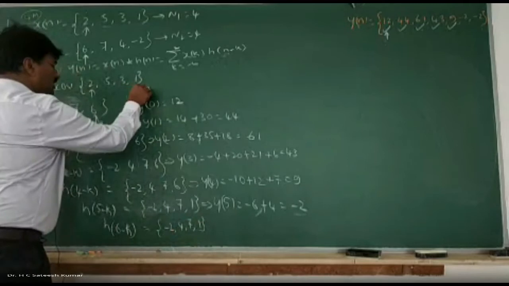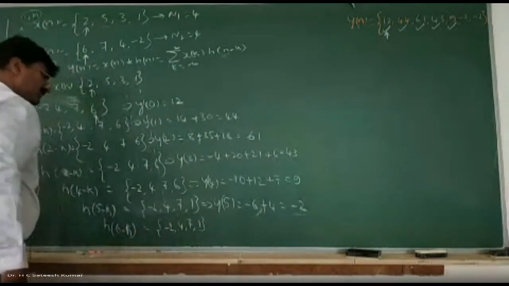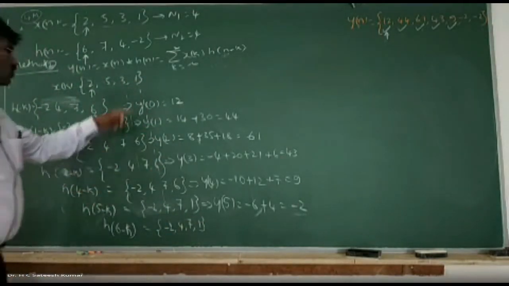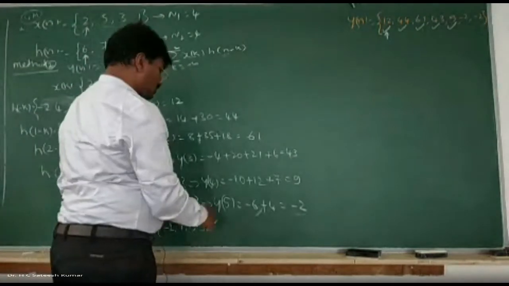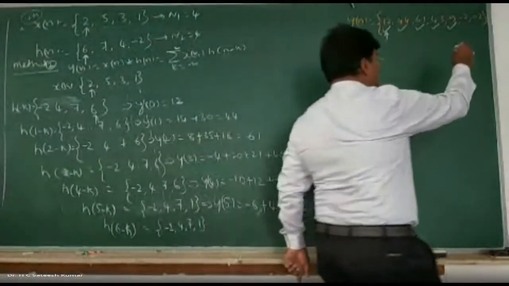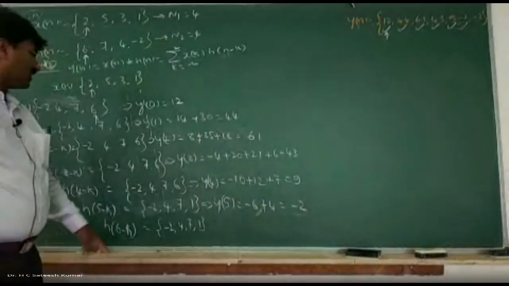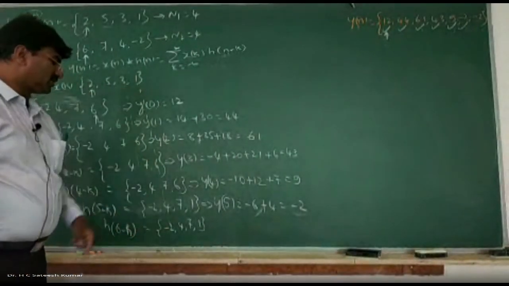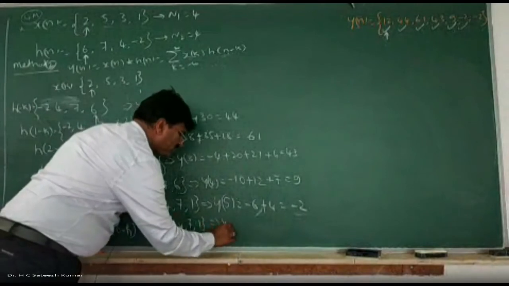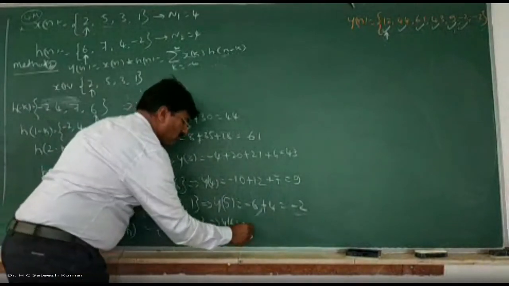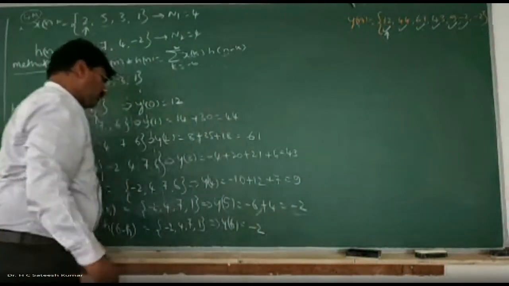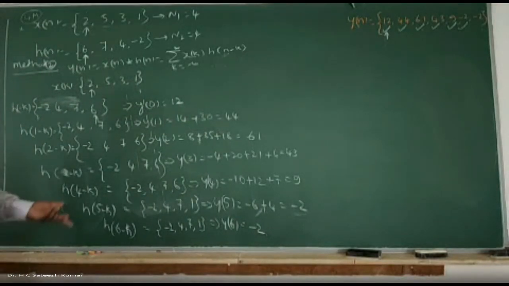You minus 4, you multiply with this. What will you get? Minus 2 into 1. So the last one also minus 2, we got it this way. And the very last one, what is that we have? Minus 2 into 1 is minus 2. So y of 6 is equal to minus 2. That's it.